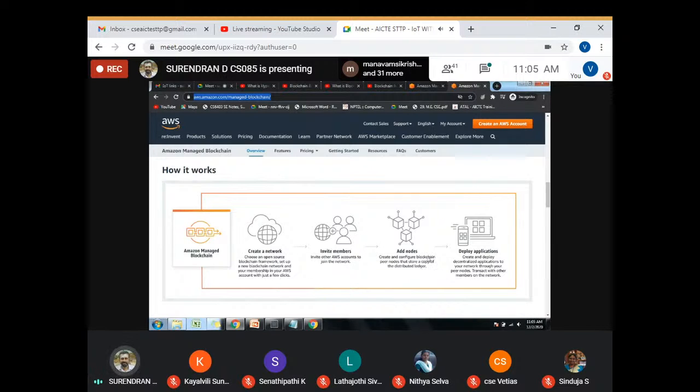And then you can add nodes. As you say, the hyperledgers are maintained in the nodes. So then you can create and configure the blockchain peer nodes that store a copy of the distributed ledger, and you can deploy your applications. Right? Create and deploy decentralized applications to your network through your peer nodes. Transact with other members of the network. Fine. Is it clear?